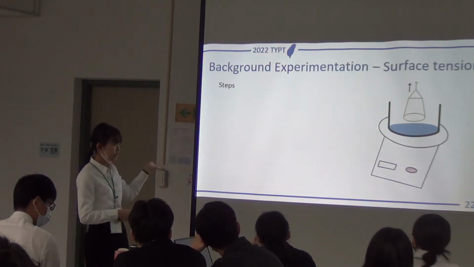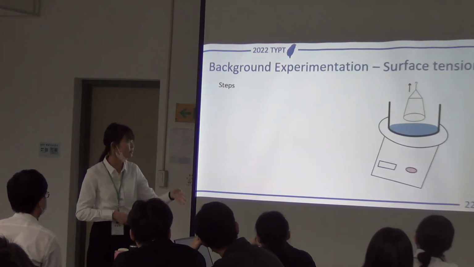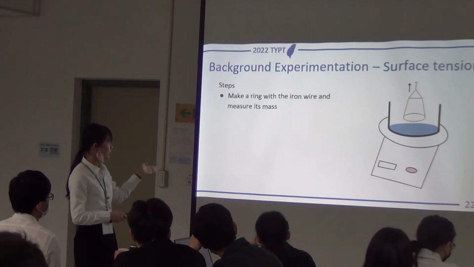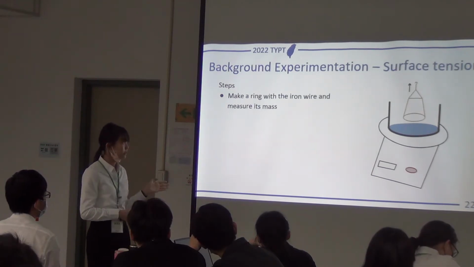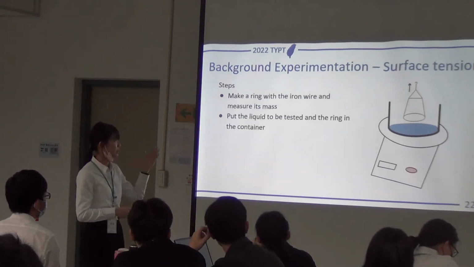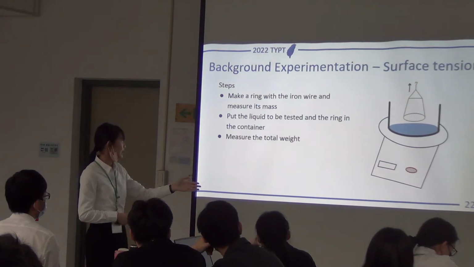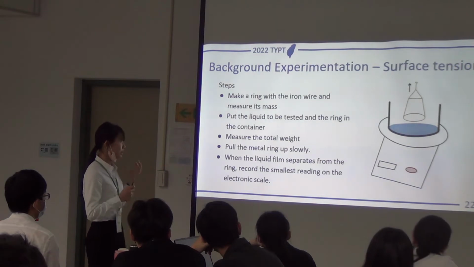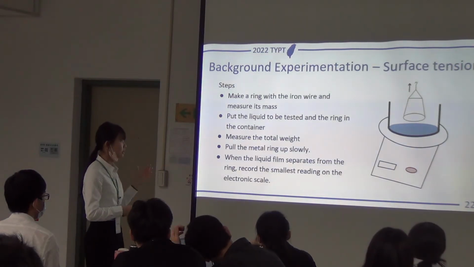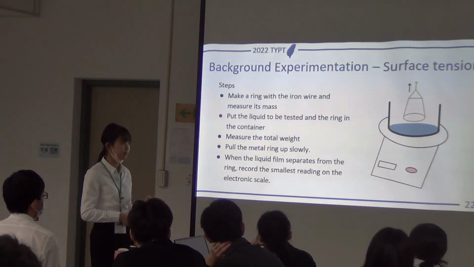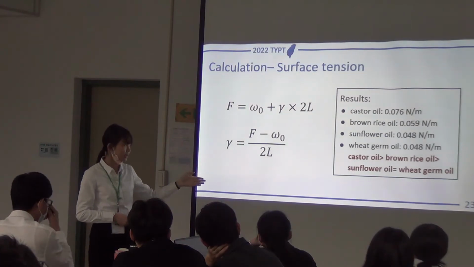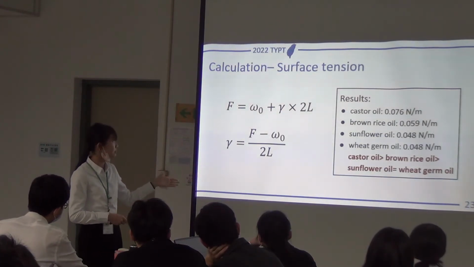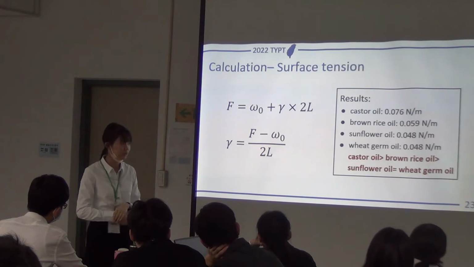And here's our background experiment. We measure the surface tension. For our steps, we make a ring with iron wire and measure its mass. And then we put the liquid to be tested in the container with the ring. And then we measure the total weight and pull the metal ring out slowly. When the liquid film separates from the ring, we record the smallest reading on the electronic scale. Then we subtract the weight of the ring and divide it by twice the length of the ring. Then we get the surface tension of the liquid.